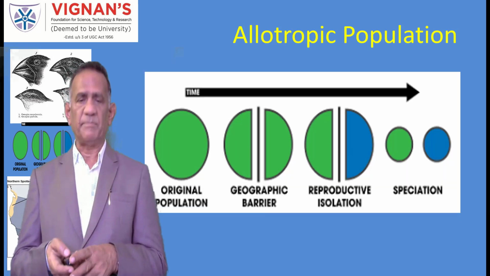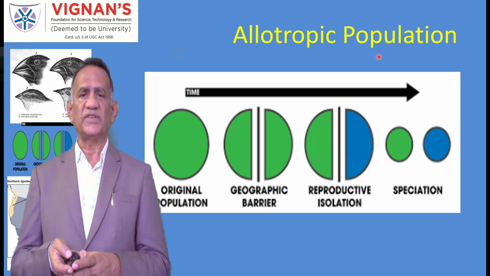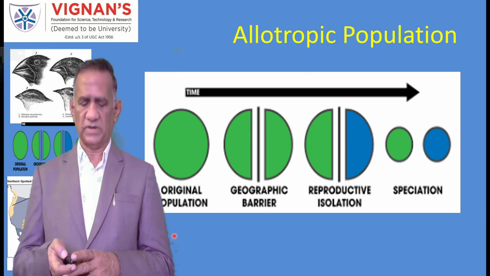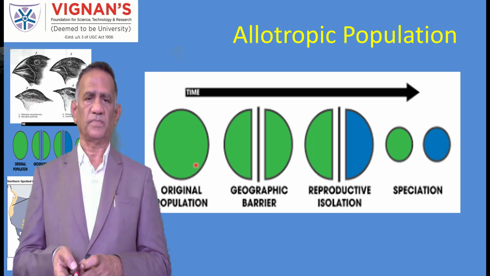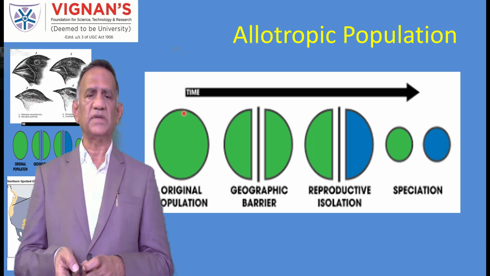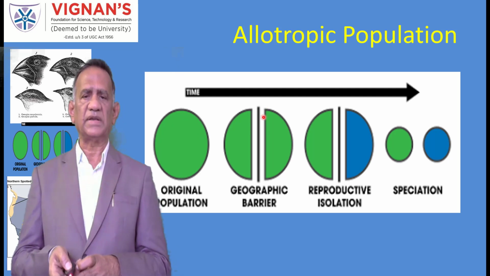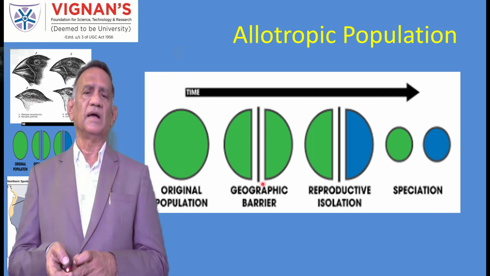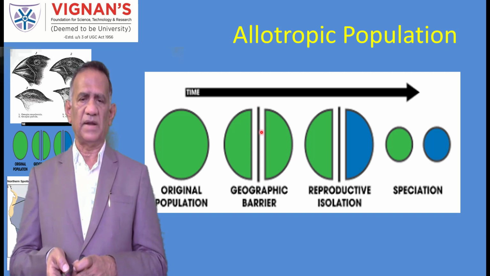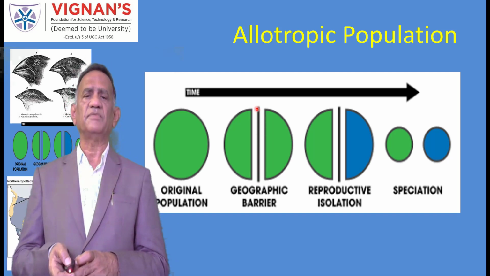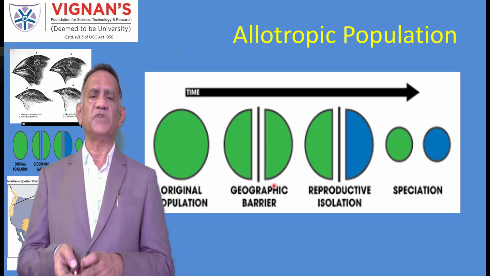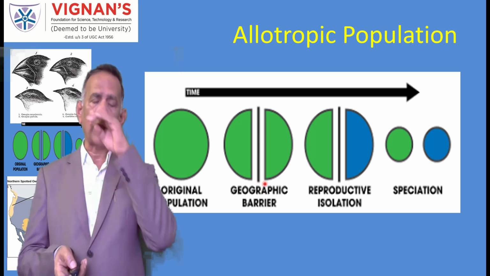Now let us see a pictorial representation to understand the allopatric population. In this allopatric population, this is the original population. In this original population, because of some volcanic eruption or some sort of river bend that has come here, and because of an earthquake and several of those things, a geographic barrier has come. Now we have seen the continental drift.